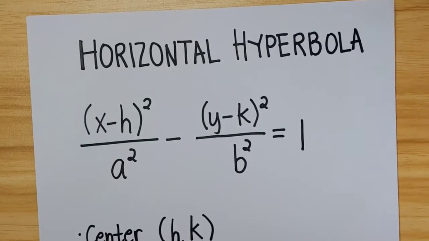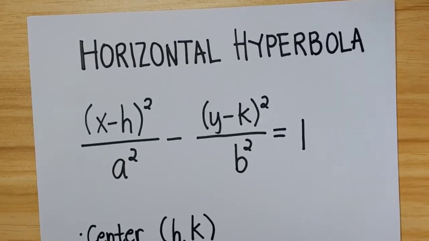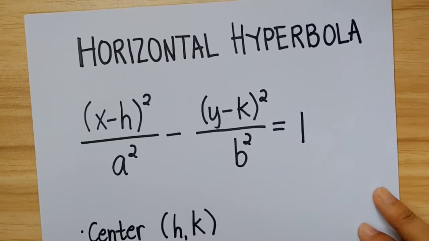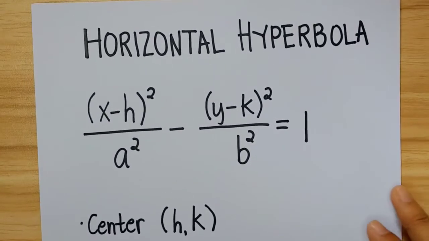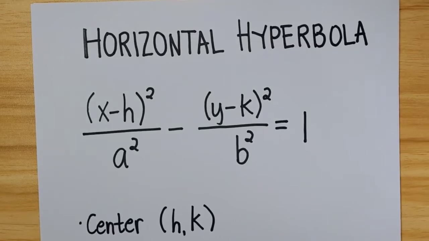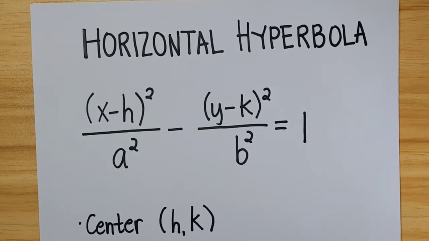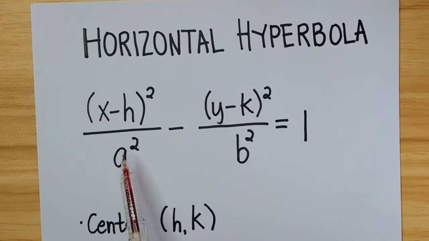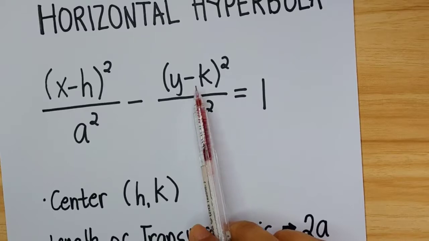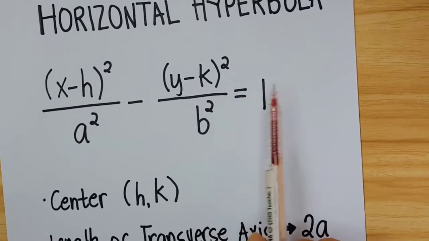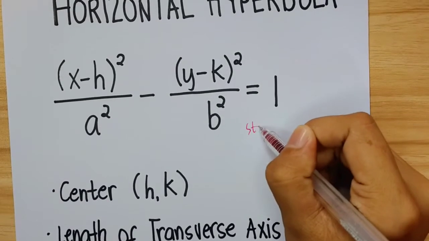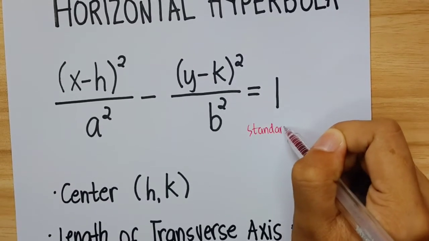Okay, hello. So for today, we're going to discuss the properties of the horizontal hyperbola. Recall, the standard form of the horizontal hyperbola is (x minus h) quantity squared all over a squared minus (y minus k) quantity squared all over b squared is equal to 1. That's our standard form.